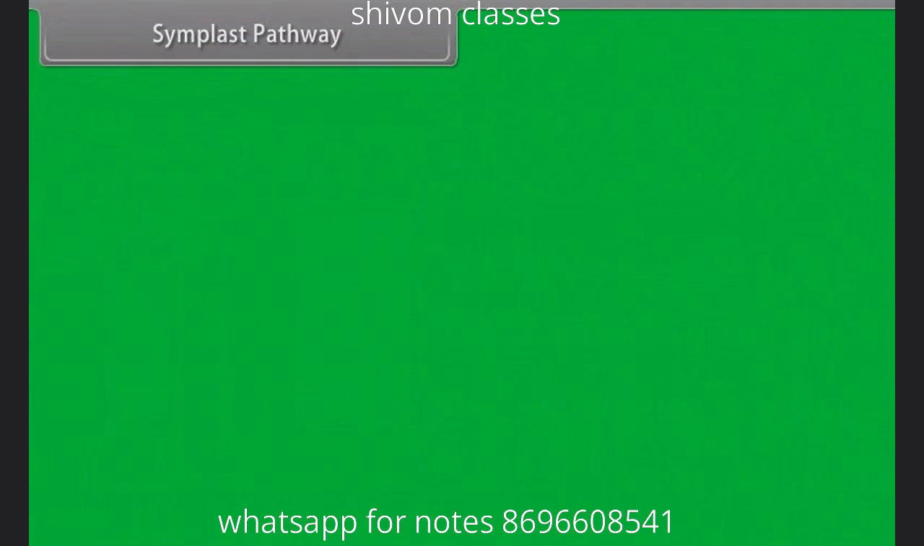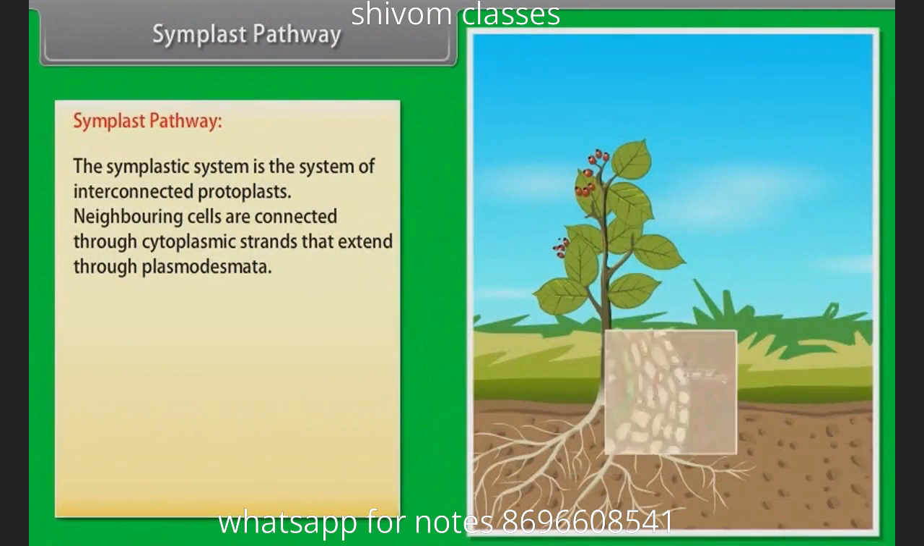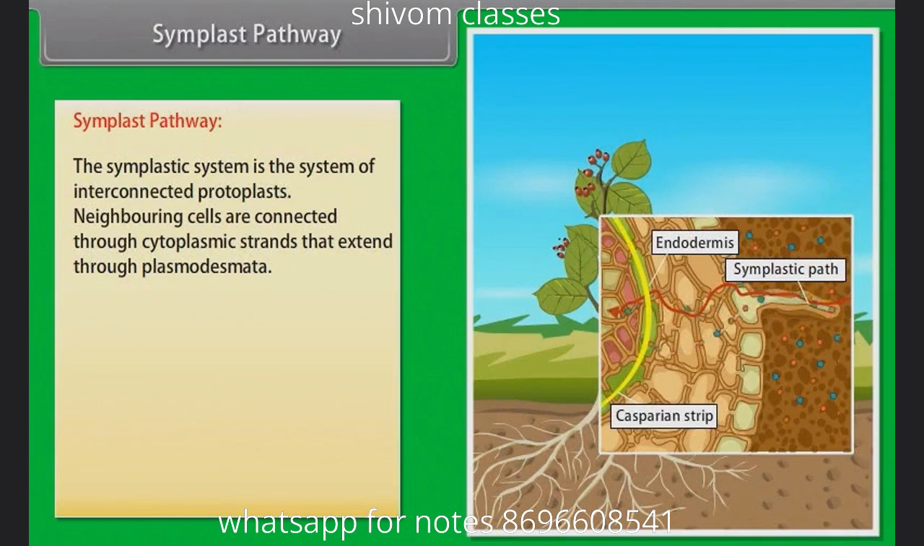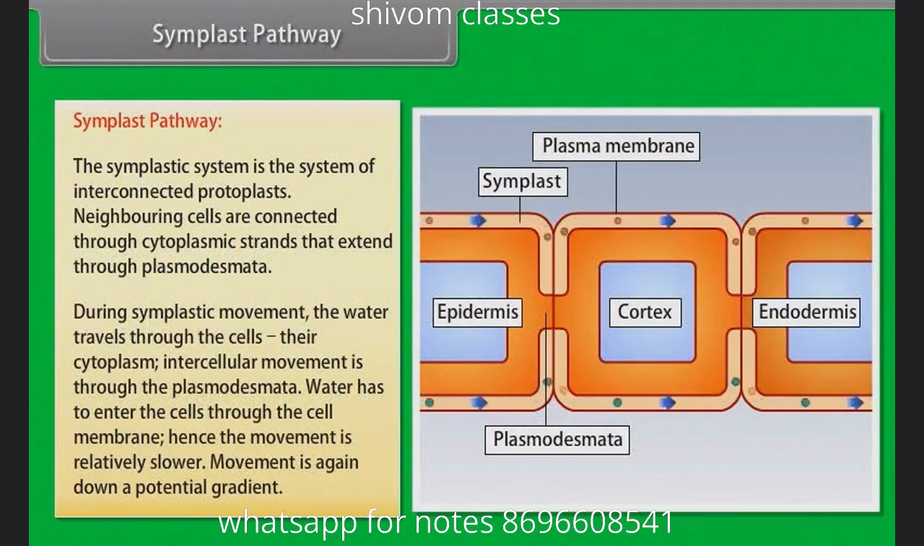Symplast pathway. The other pathway is the symplast pathway. The symplastic system is the system of interconnected protoplasts. Neighboring cells are connected through cytoplasmic strands that extend through plasmodesmata. During symplastic movement, the water travels through the cells, their cytoplasm. Intercellular movement is through the plasmodesmata. Water has to enter the cells through the cell membrane, hence the movement is relatively slower. Movement is again down a potential gradient.